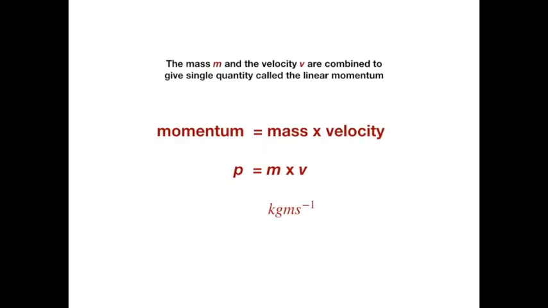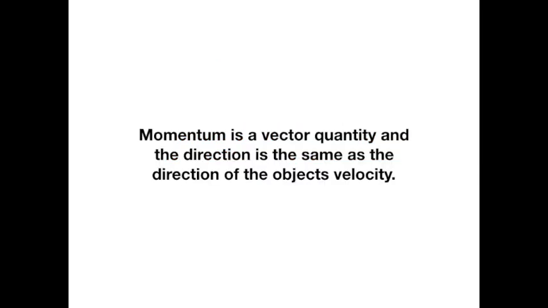Mass and velocity are combined to give a single quantity called the momentum. Momentum is the product of mass and velocity. We represent the momentum with a letter P. The unit of the momentum is kilogram meter per second. Momentum is a vector quantity and the direction of the momentum is the same as the direction of the object's velocity.